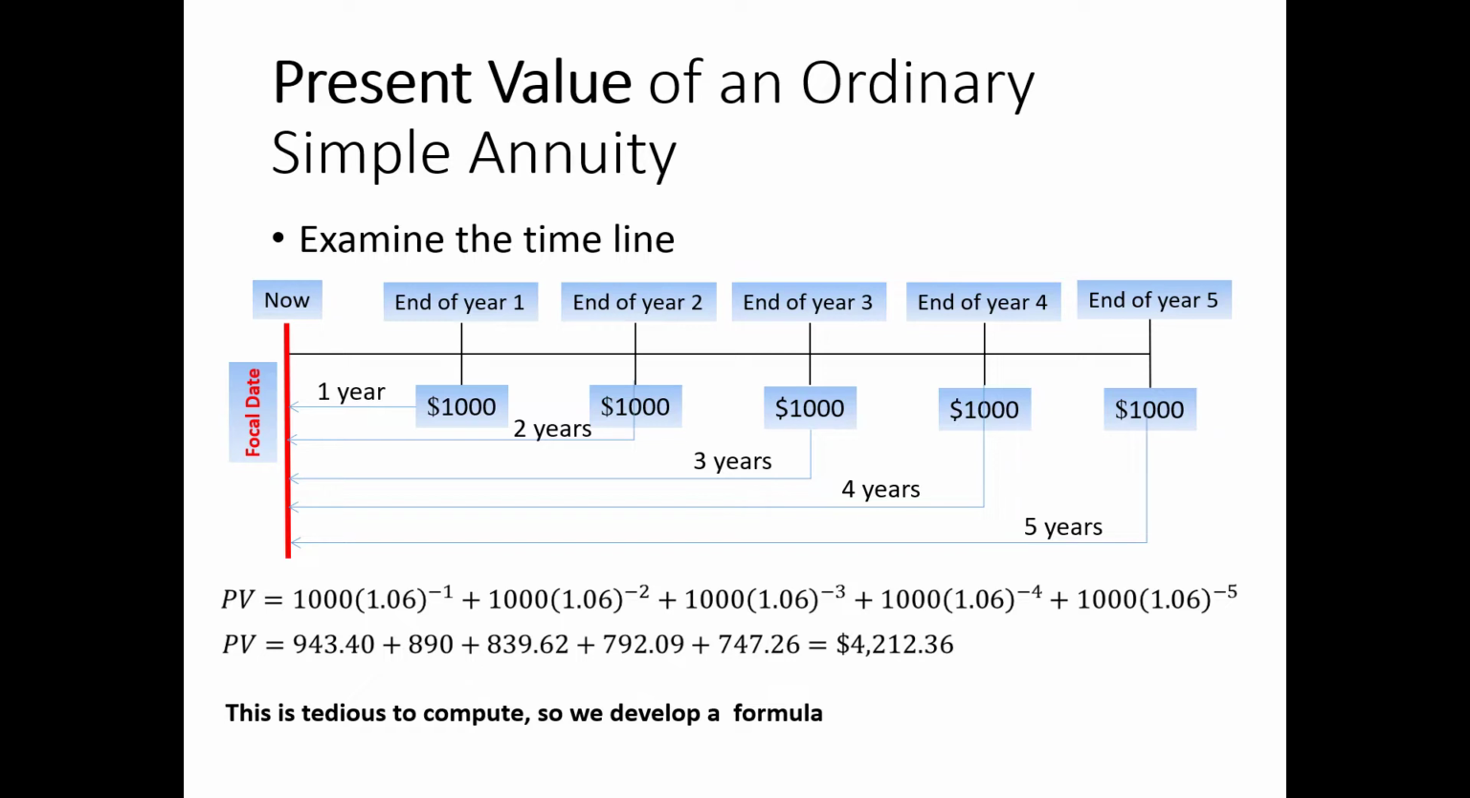We have a stream of payments. We see their $1,000, same payment amount. Interval, end of every year, so regular payment interval. We have an annuity. Now, we've got to find the present value.